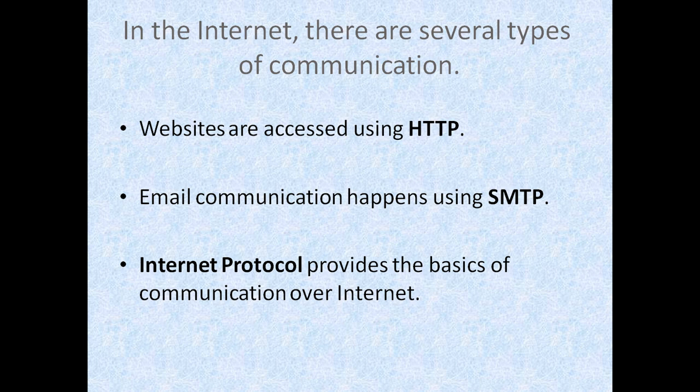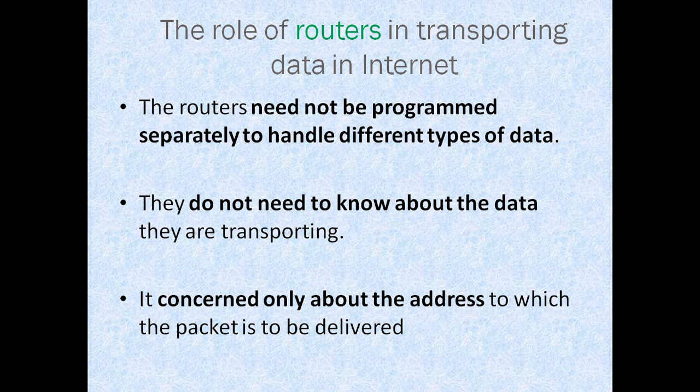In the internet, there are several types of communications. Websites are accessed using HTTP, Hypertext Transfer Protocol. Email communication happens using Simple Mail Transfer Protocol. The Internet Protocol provides the basics of communication over the internet. The role of routers in transporting data in the internet is that routers need to be programmed. They have to be separately handled for different types of data, and they do not need to know about the data they are transporting. They are only concerned about the address to which the packet is to be delivered. So that is the overview work of a router.